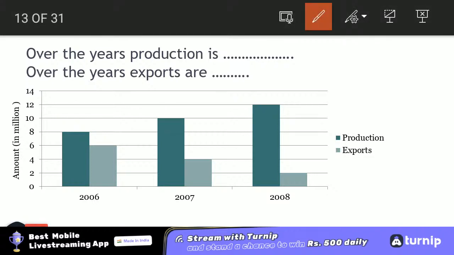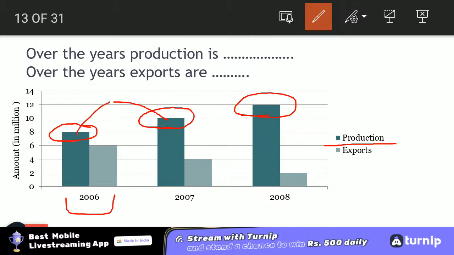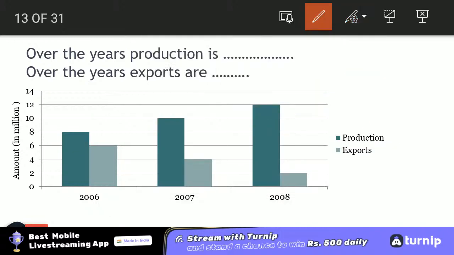If you are looking, production is denoted by dark green. In 2006, how much was the production? 8 million. In 2007 production got increased to 10, and further in 2008 it got increased to 12 million. So what we are observing is that the production over the year is increasing or decreasing? As you can observe, it is increasing. So if it is asking over the year, what can you notice? Over the year we can notice that the production is getting increased.